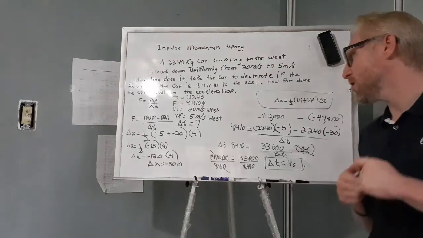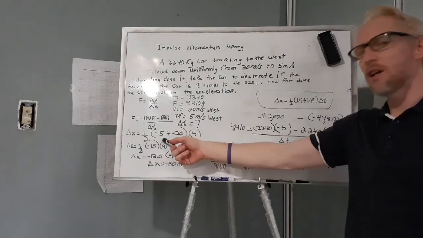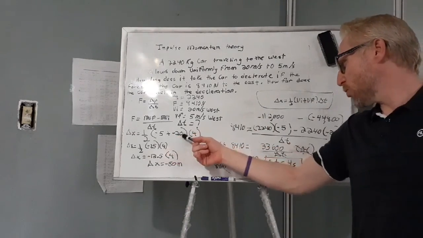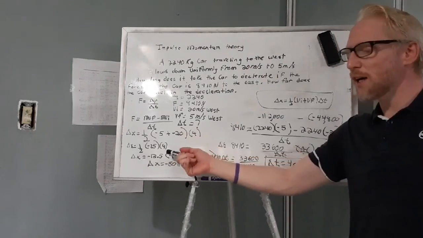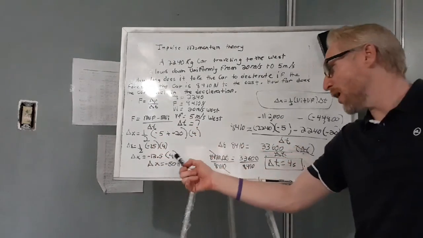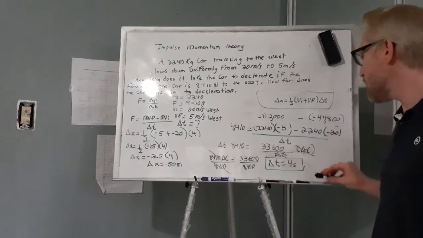Okay, so once again, what I did was I took my initial and final velocity. My initial velocity is negative 5. My final velocity is negative 20. Negative 5 plus negative 20 is negative 25. Negative 25, I divide by 2, which is negative 12.5, which I multiply by 4, and I get negative 50 meters to the west. And that's it, guys. That's the end of the example.